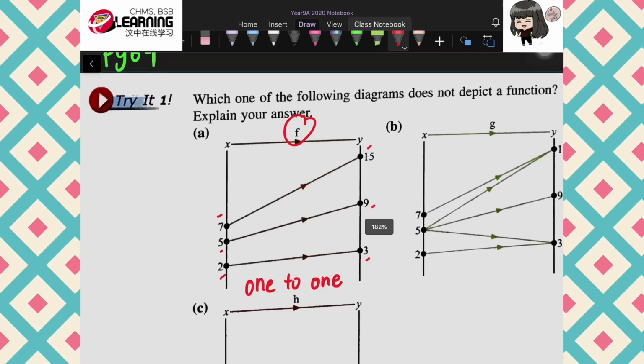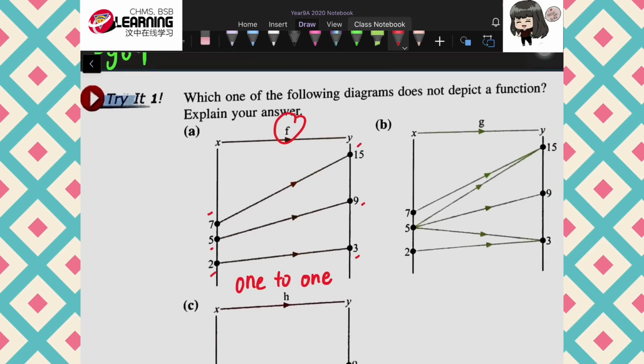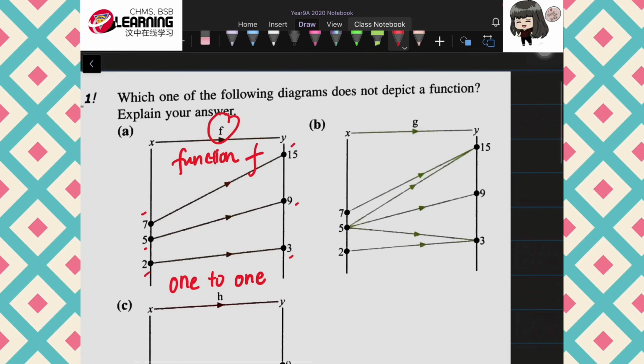So one to one here is a function. Yes, it is a function. It's called a function of F.